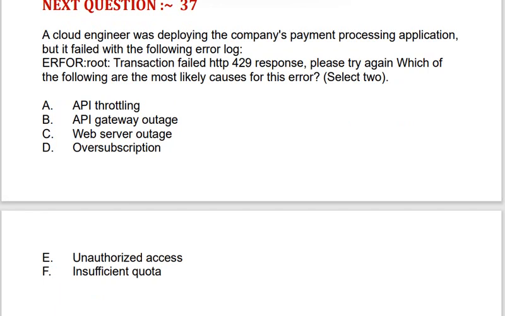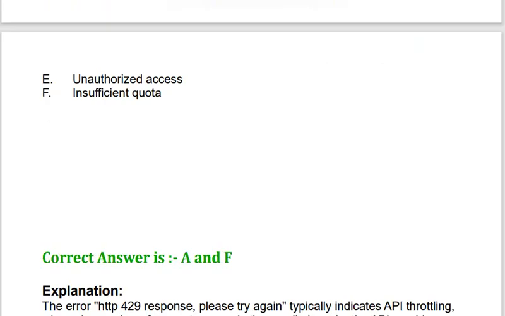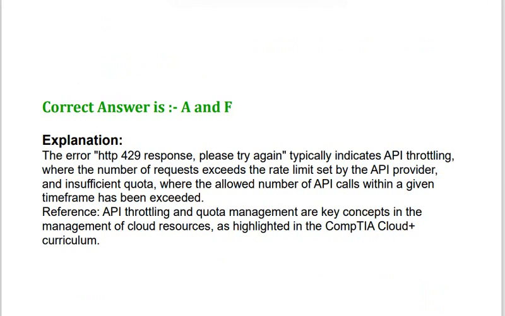Option A, API throttling. Option B, API gateway outage. Option C, web server outage. Option D, oversubscription. Option E, unauthorized access. Option F, insufficient quota. Correct answer is option A and option F.